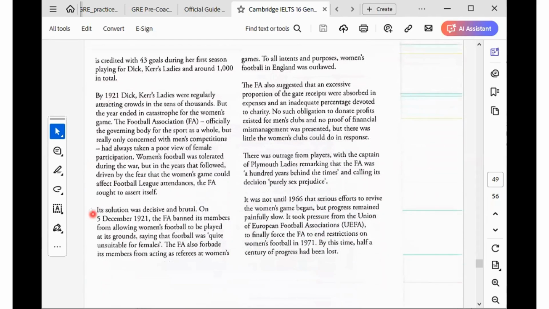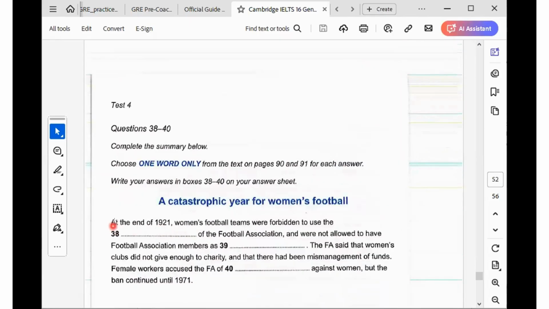Now let's go to the bottom. Can you see the end of 1921 here? This is December 1921. Can you see paraphrasing here? They did not say at the end of 1921. They wrote the specific date. On 5 December 1921, the FA banned its members from allowing women's football to be played at its grounds. That's it. At the end of 1921, women's football teams were forbidden to use the grounds of the Football Association.